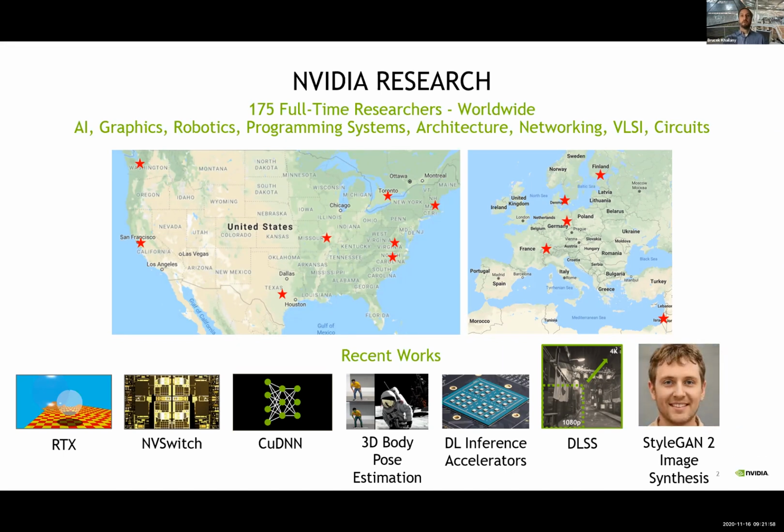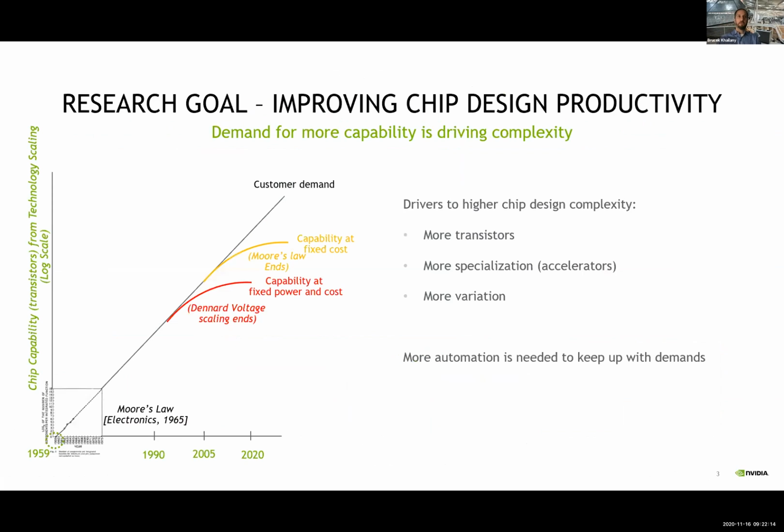And some of our more famous recent works are shown at the bottom of the screen here. Most relevant to this talk, we're doing work both on deep learning inference accelerators, but also on how do we apply machine learning to EDA. The research goal that this is in support of is this issue of chip design complexity and improving our chip design productivity.